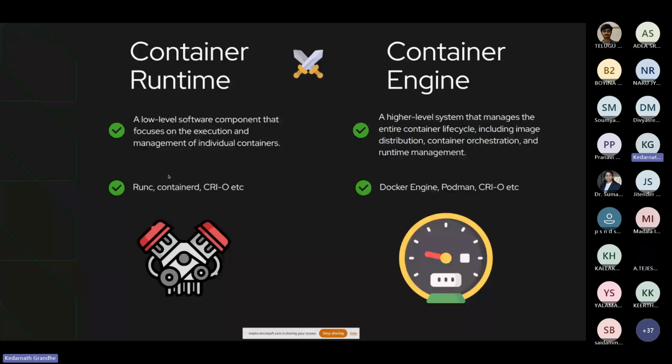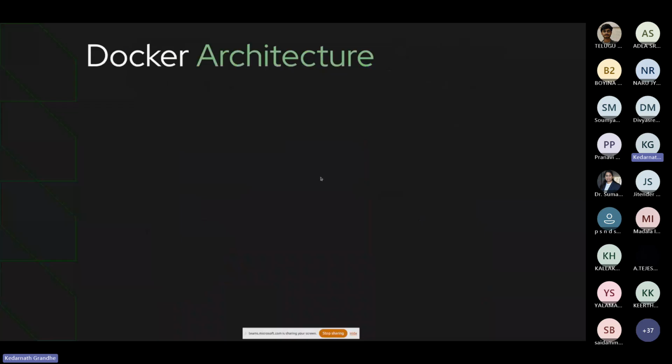There are multiple container runtimes which can be used: runC, containerd, CRI-O, etc. Docker was using containerd, I think, but now it's using the runC container runtime. Container engines are basically the tools: Podman, Docker Engine, CRI-O, etc. CRI-O has both runtime and engine, that's why it's mentioned in both places. So now let's look at Docker architecture. Once this is done, I think the next one is the demo itself, I guess.